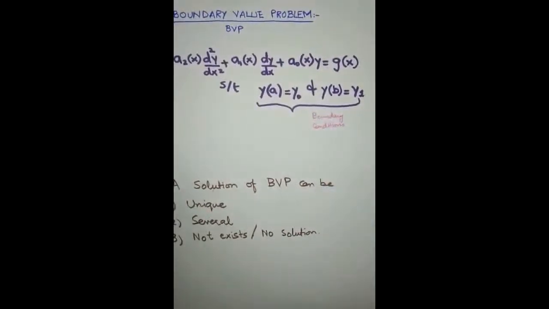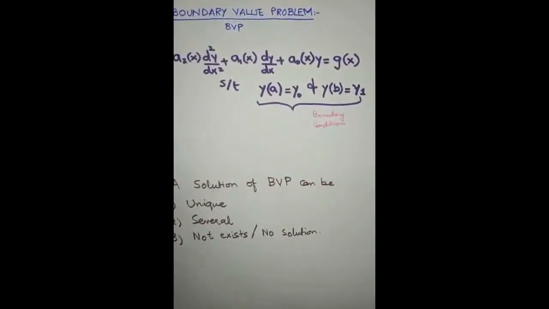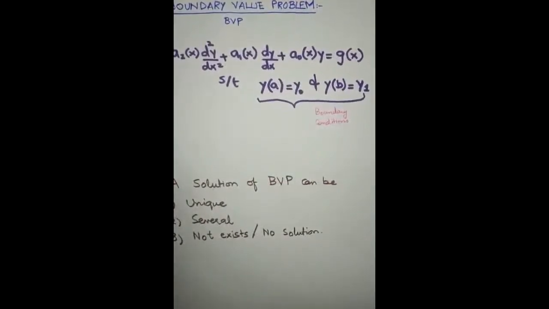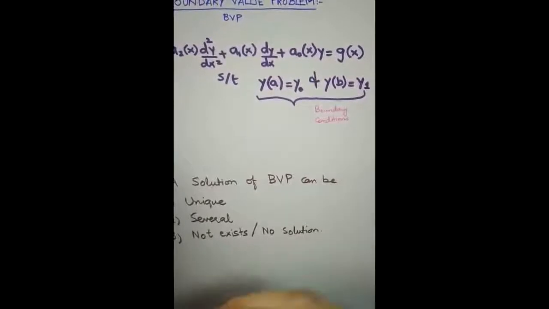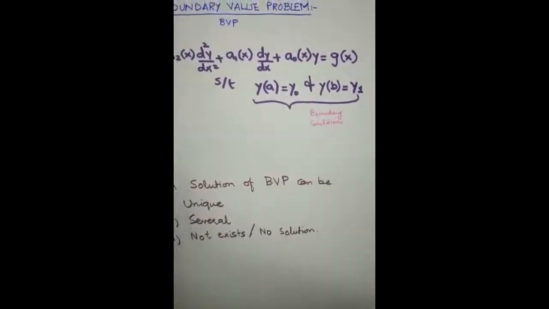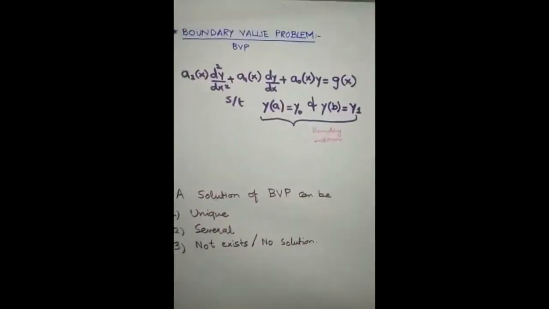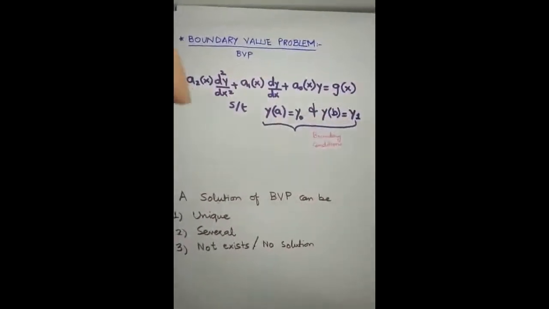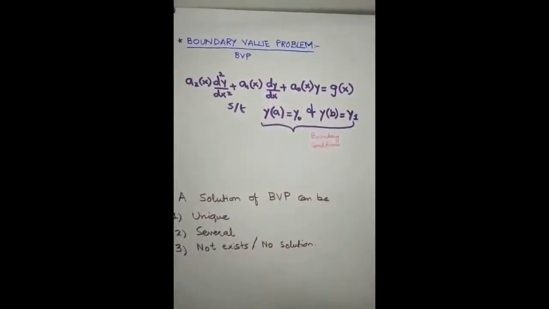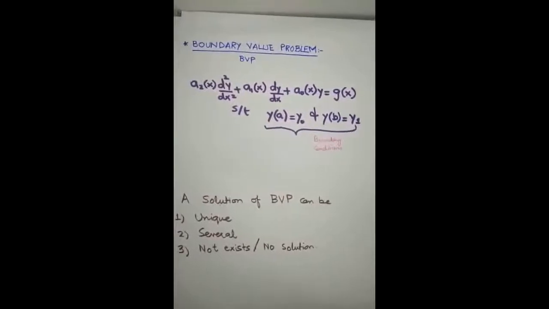And if we have a second order differential equation, then again the conditions should be one derivative less than this condition. Okay, so this is a boundary value problem.